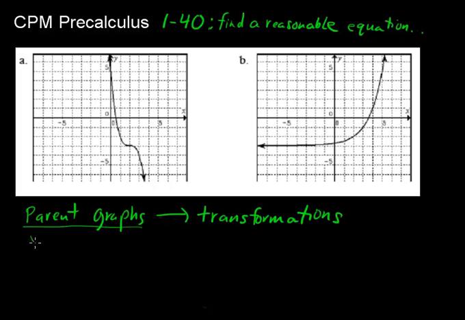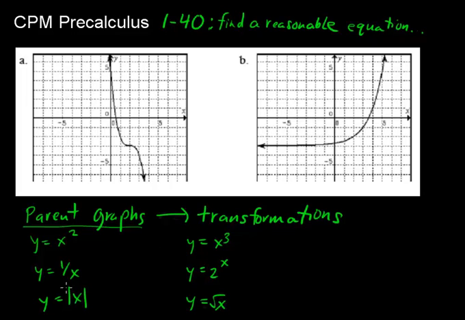So we have y equals x squared, y equals 1 over x, y equals absolute value of x. I'm sorry, there are more than 12 parent graphs, but we looked at 6, and we will be looking at at least 12. Y equals x cubed, y equals 2 to the x, y equals square root of x. And we even know the sketches for these.